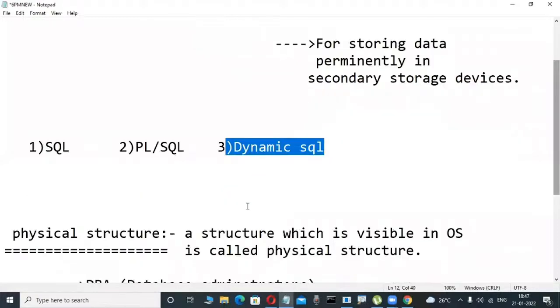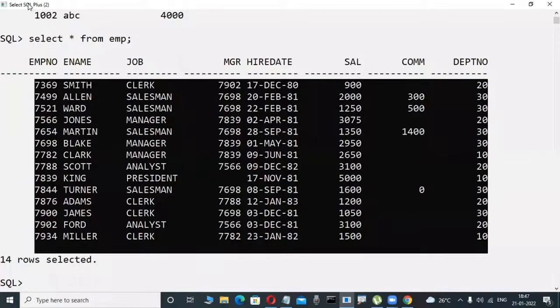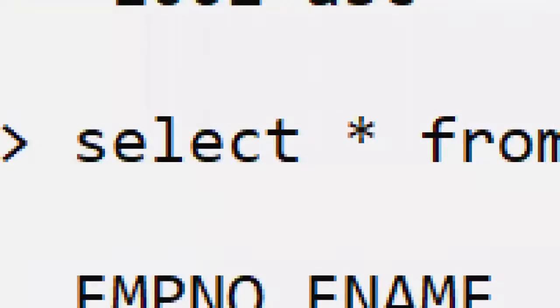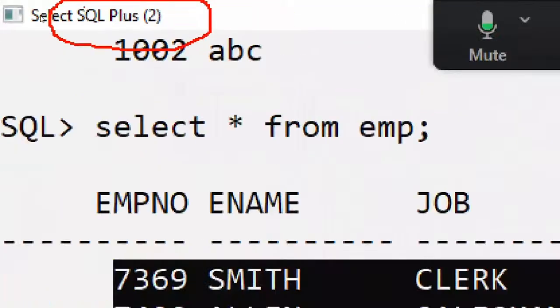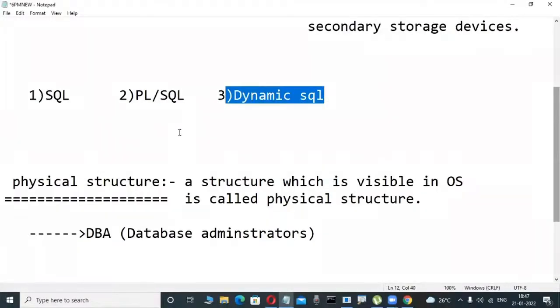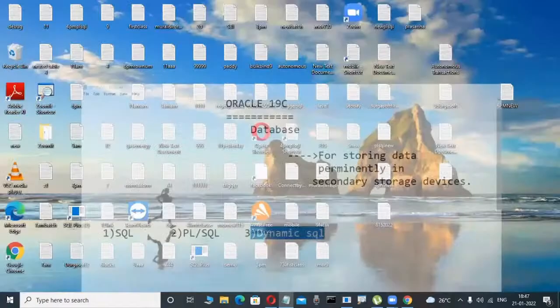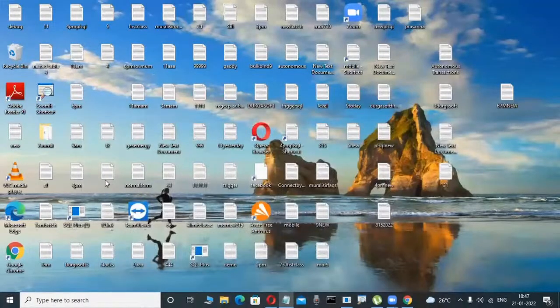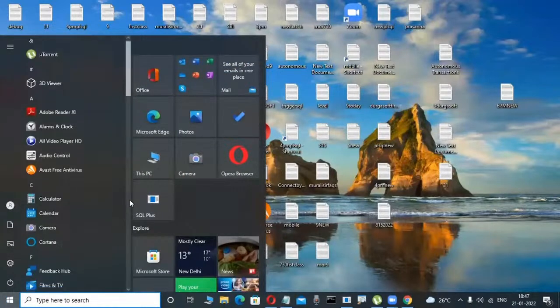But here, another thing is there in my system: SQL Plus. What is this one? This is a tool, called a client tool. If you want to connect to the Oracle database, we use client tools. SQL Plus is the default tool. Whenever I install Oracle software, the tool is automatically available. How can you install it? What are these tools? We are learning them in our course.